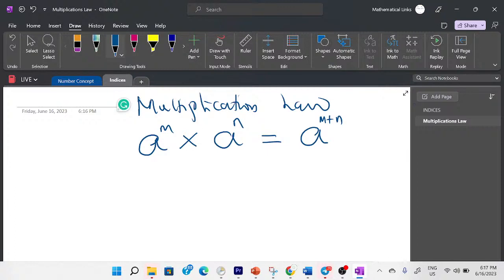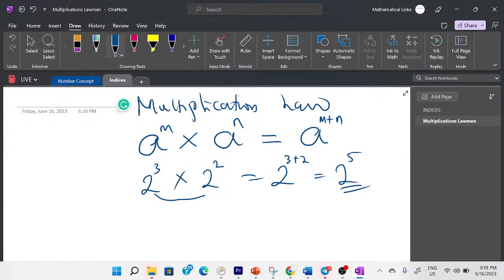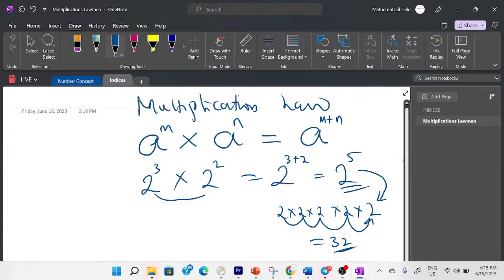Take for instance, you have 2 to the power of 3 times 2 to the power of 2. In this case, we have the same base. So you pick one of the bases, then you add the powers. That will be 2 to the power of 5. And this one, 2 to the power of 5, does not imply 2 times 5. Never. Rather, it means 2 by 2 by 2 by 2 by 2. This tells you to multiply 2 by itself 5 times. So that will be 2 times 2 is 4, 4 times 2 is 8, 8 times 2 is 16, and 16 times 2 is 32. That is the value of 2 to the power of 5. So that is multiplication law of indices.